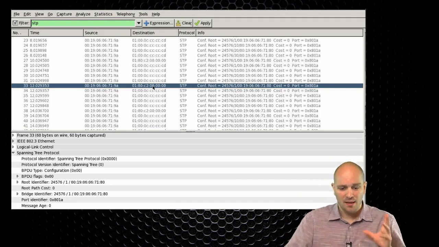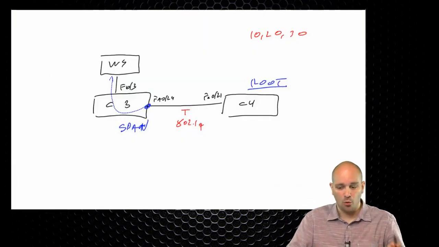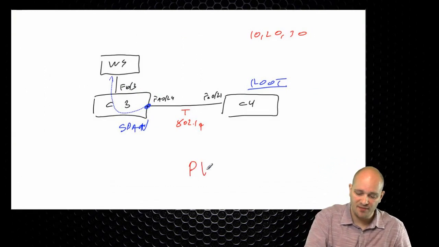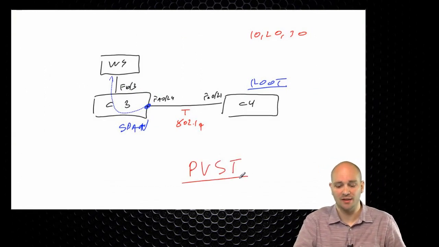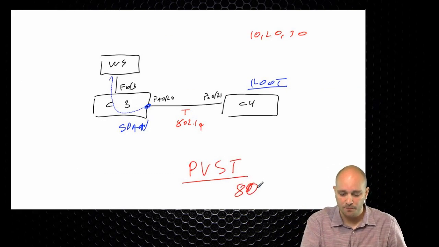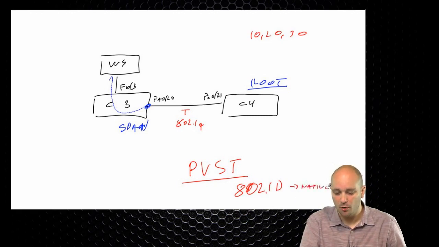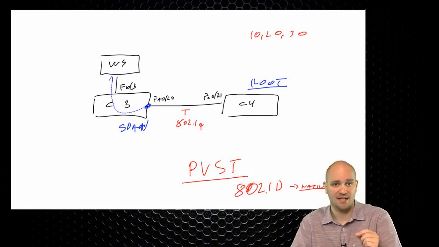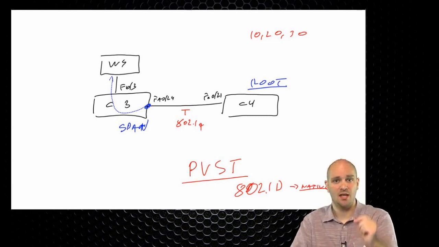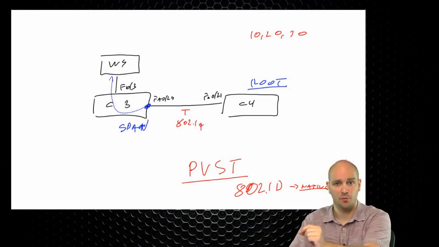But remember, this is not exactly true. What you are running is PVST. You are not running 802.1d. 802.1d frames are sent only in the native VLAN on the trunk. They are not sent in any other VLAN on the trunk. So basically what the task tells you is to configure VLAN 75 to be native.